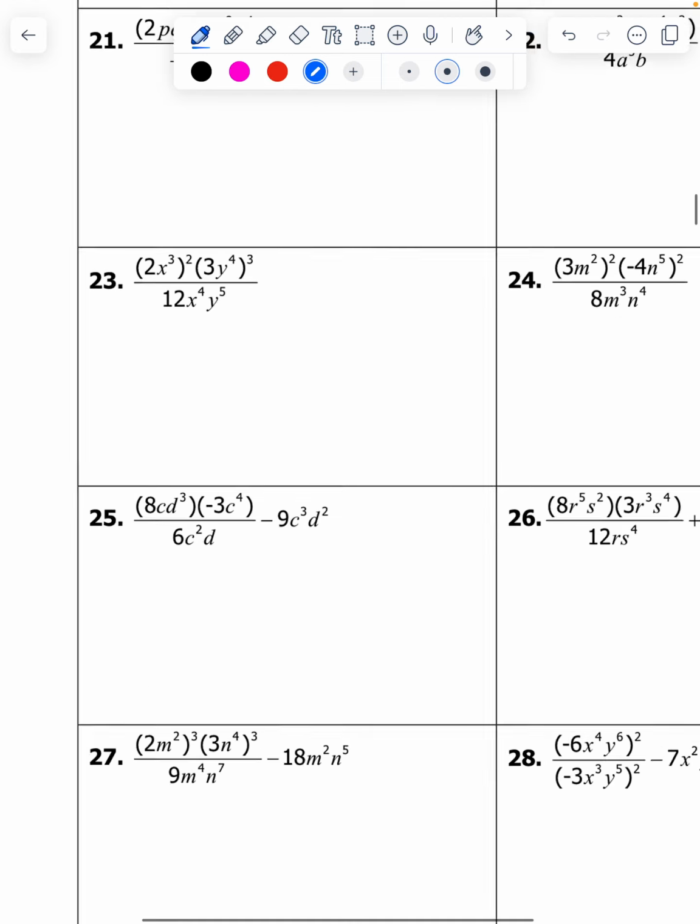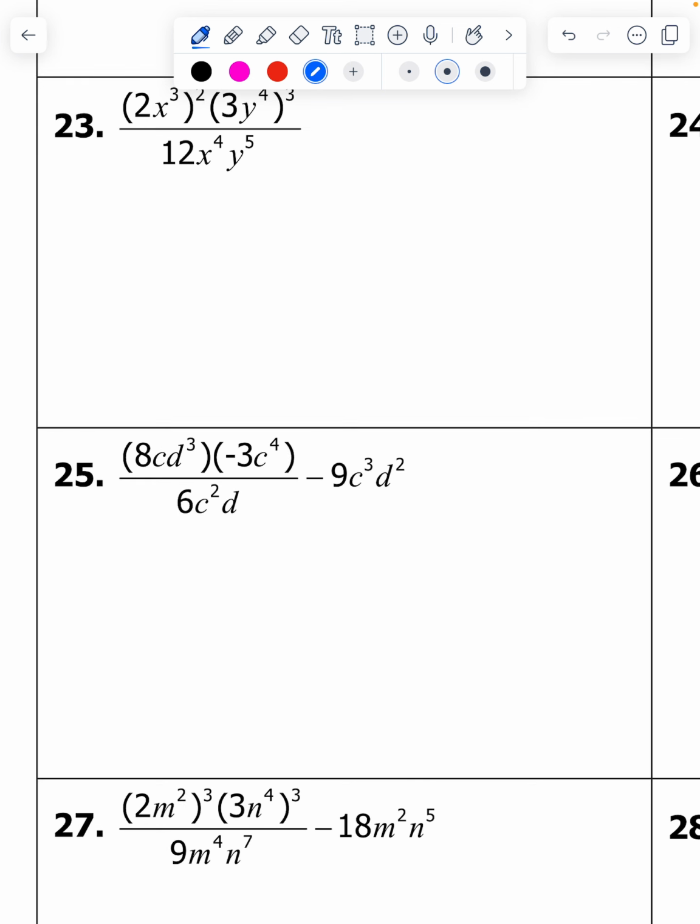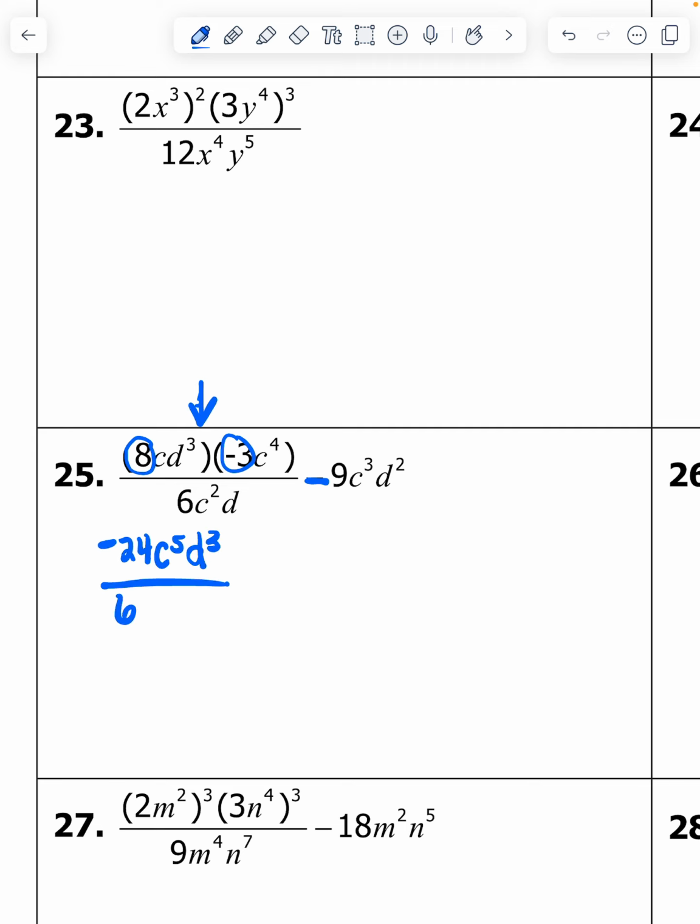Then the hardest questions would occur like number 25. Number 25, I see lots of stuff going on here. I see a minus sign holding together a first and a second separate thing. And what I want to do is simplify what looks like it needs to be simplified, which would be this first one here. So we have to simplify all of this, which I don't prefer to use the quotient rule first. I would prefer to simplify this, making this negative 24, and then c to the 5th, d to the 3rd, all over 6c squared d before I do anything else. So that's my method. I like to do the product rule first before the quotient rule.